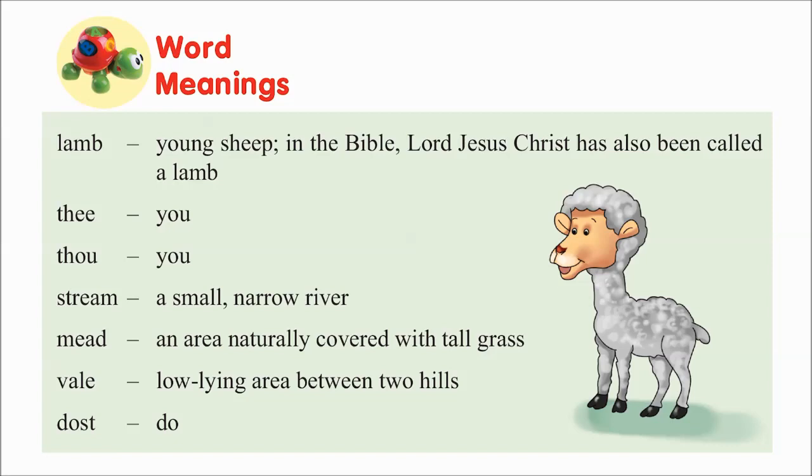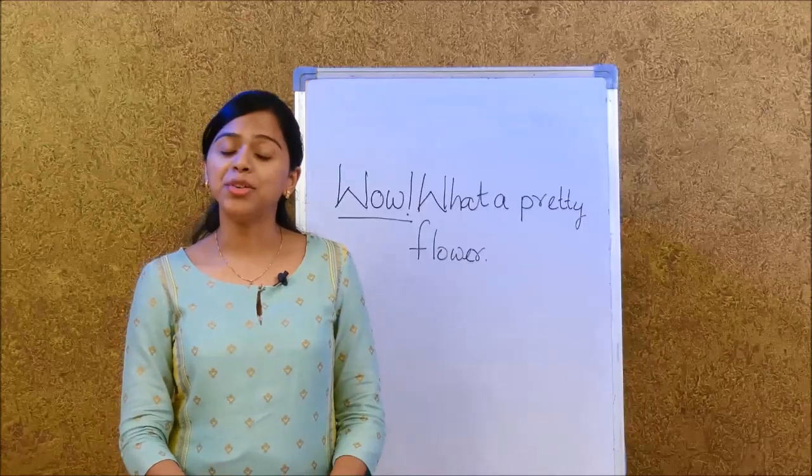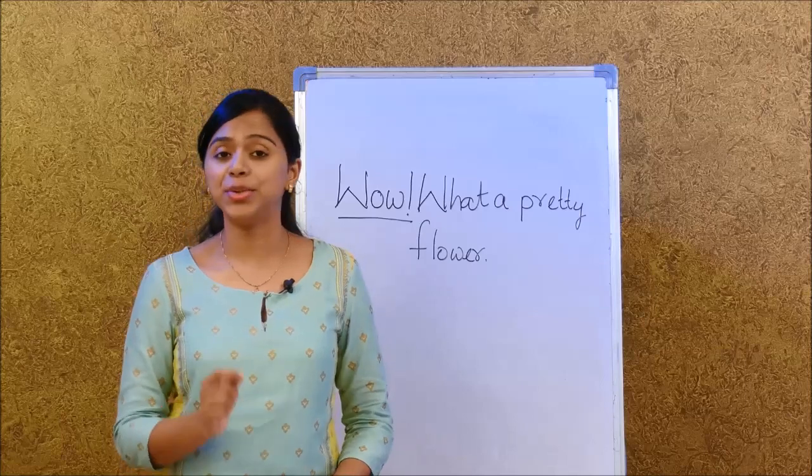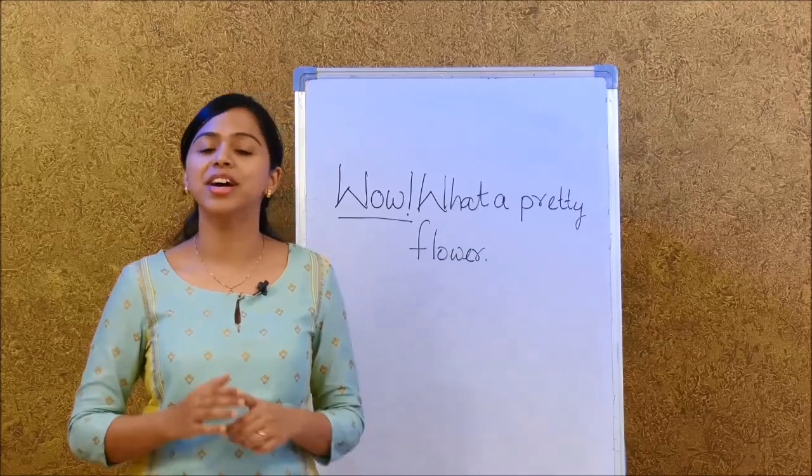Stream, a small narrow river. Mead, an area naturally covered with tall grass. Vale, low-lying area between two hills. Dusk means dew. Now I'm going to read few words and you have to tell me which word rhymes.